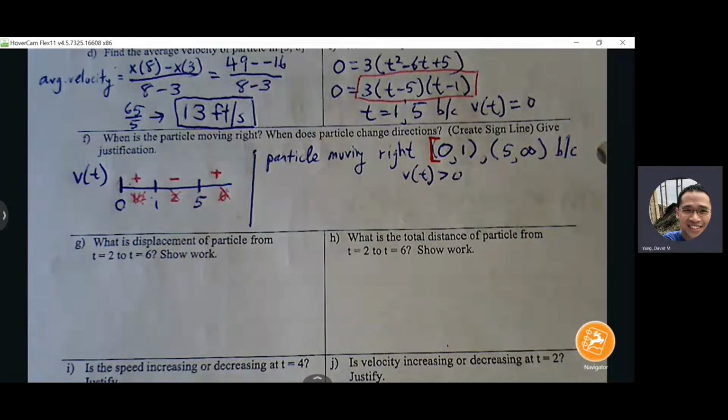And then next, we need to give justification. And the reason is because our velocity is greater than 0.